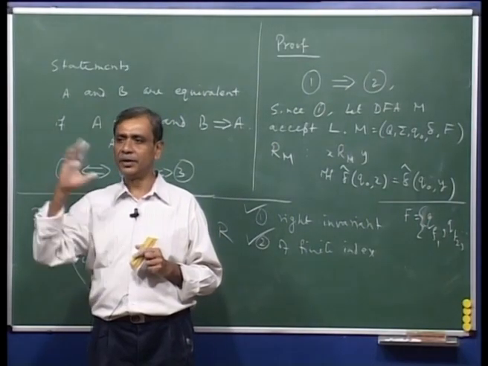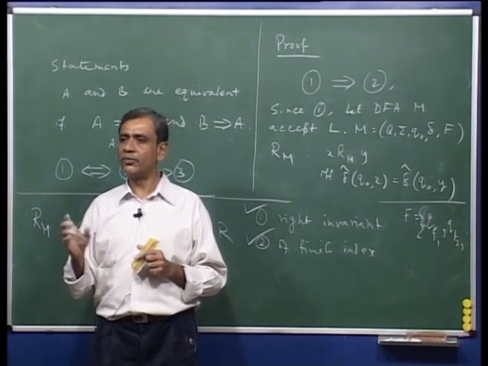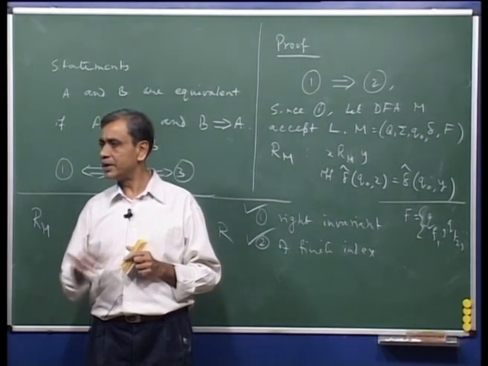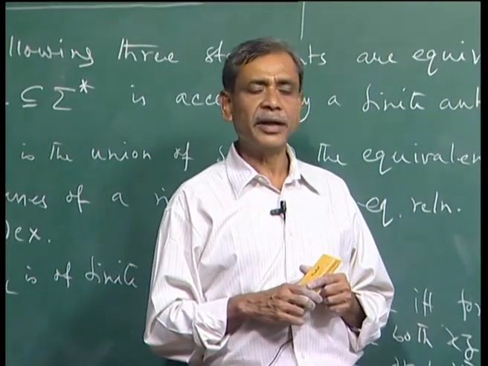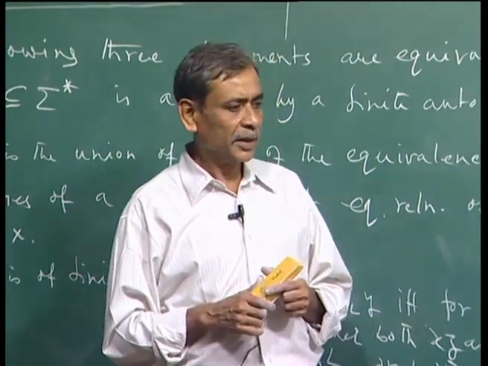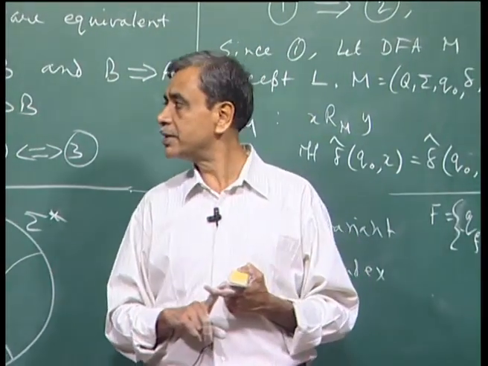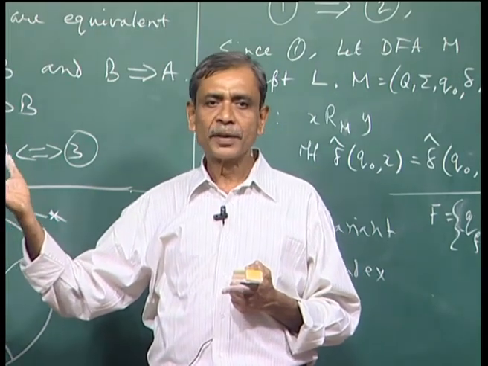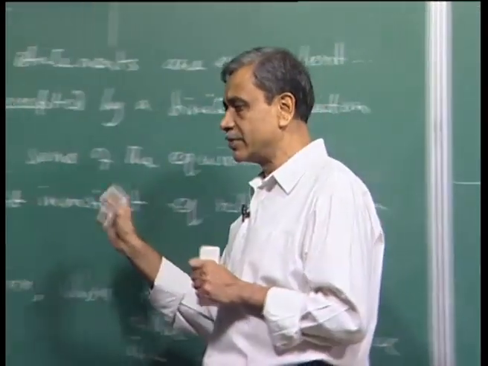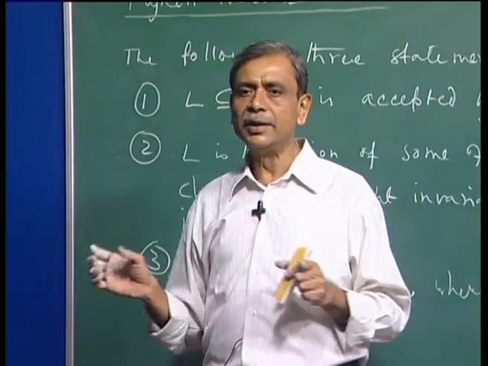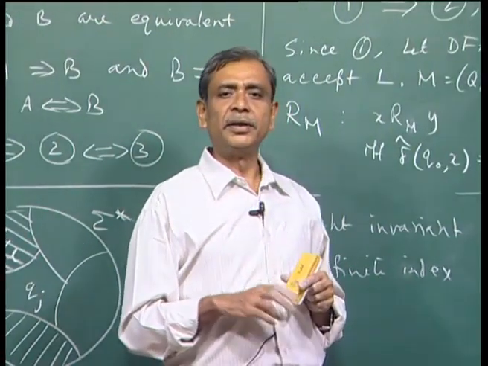That is the first fact that we recalled, and then we defined the notion of finite index for an equivalence relation. We said an equivalence relation is of finite index if it induces a partition where there are only finitely many equivalence classes. And then another concept we learned was that of right invariance. We said an equivalence relation over sigma star is right invariant if whenever x and y, two strings, are related, then if you concatenate the same string z to both x and y, then the two new strings xz and yz will also be related.